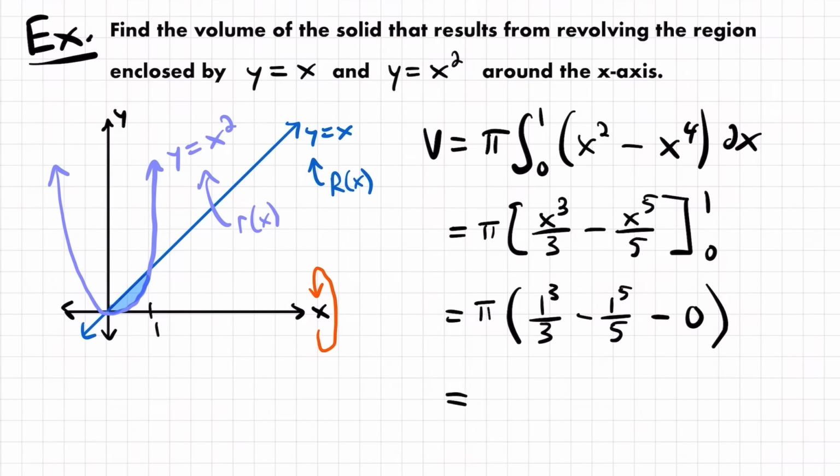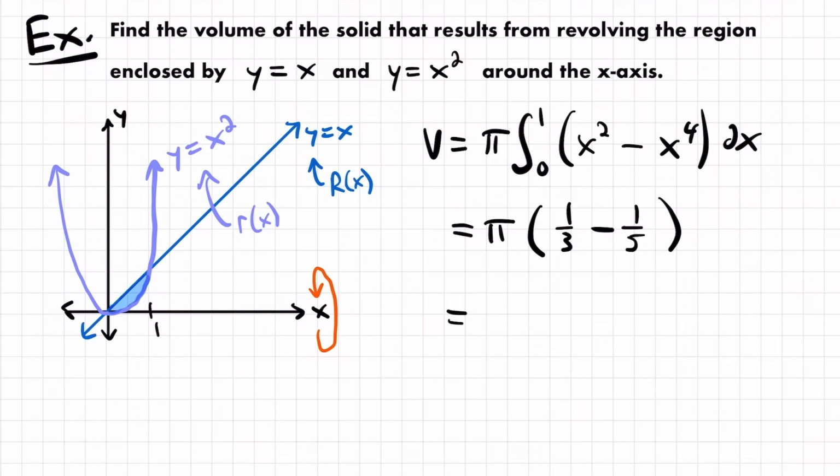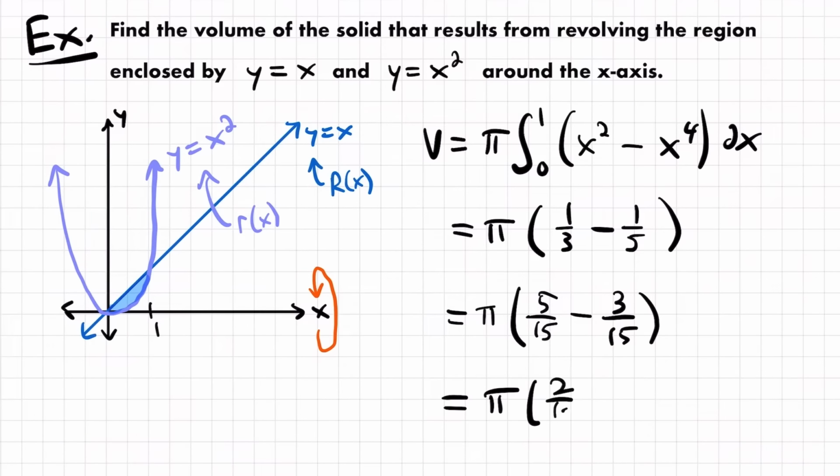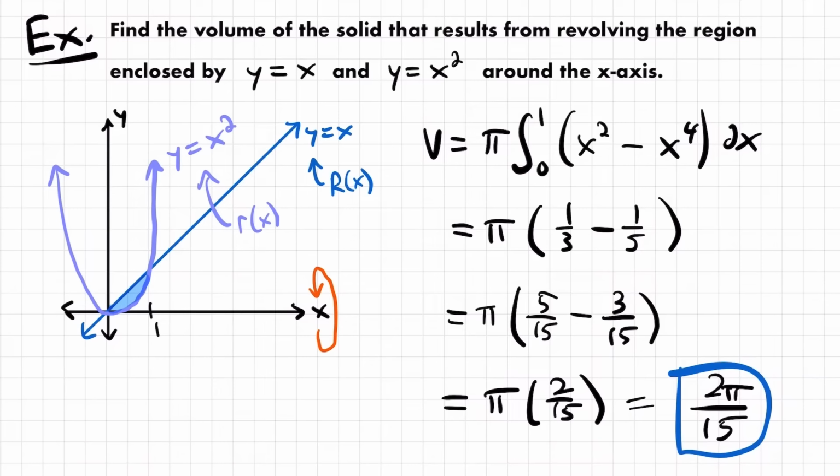Okay, and so this will be equal to pi times 1/3 minus 1/5, which you can either plug into your calculator, or if you're familiar with working with fractions, you can get a common denominator. In this case, you're going to want to get a common denominator of 15. And so if we clean up our work here, we could rewrite 1/3 to be 5/15, and then 1/5 will be 3/15, and that will be equal to pi times 2/15, which is equal to 2 pi divided by 15. And that will be the volume of the solid of revolution formed by revolving this region between x and x squared around the x-axis. Let's look at another example.